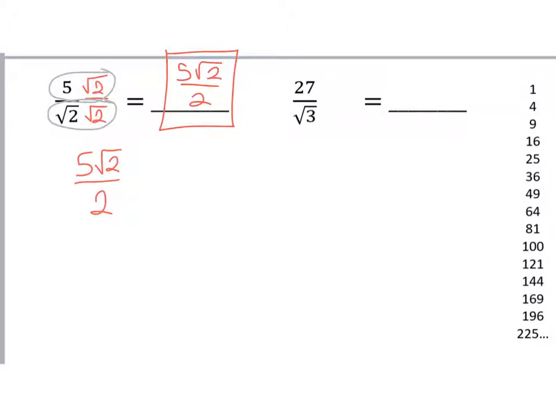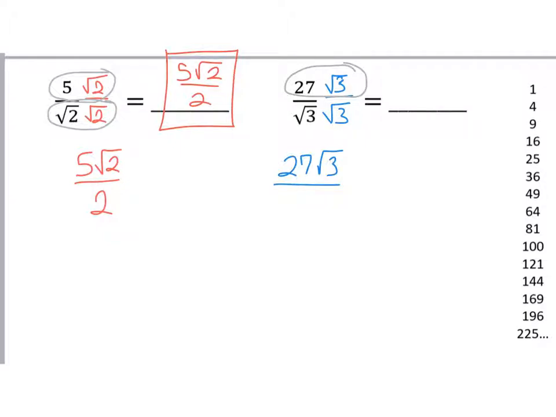All right, so remember, step 1, multiply the top and the bottom by what's in the bottom. So over here, I'm going to multiply the top by the square root of 3, and the bottom by the square root of 3. So when I multiply the top, 27 times the square root of 3, I can't multiply them because one's in and one's out, so it just becomes 27 square roots of 3.